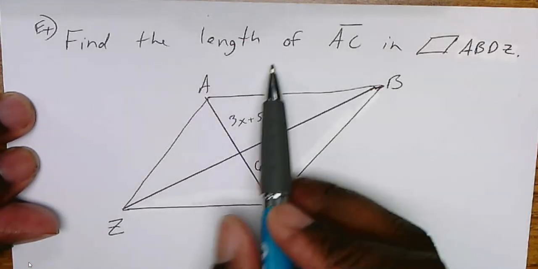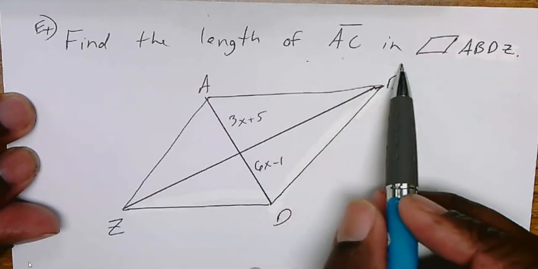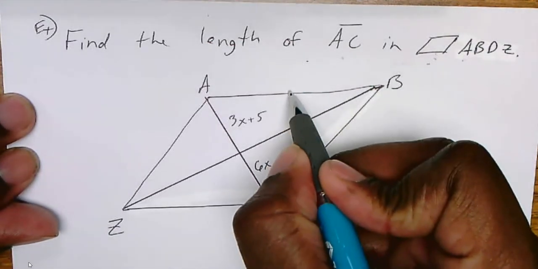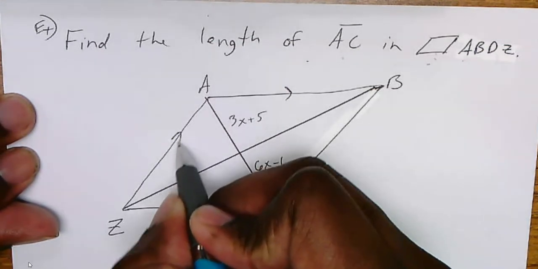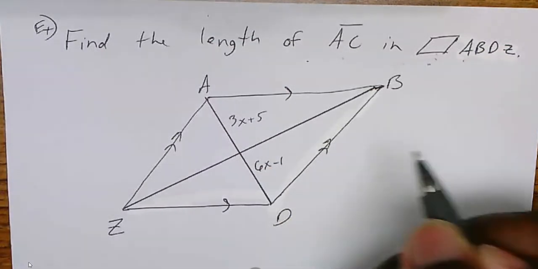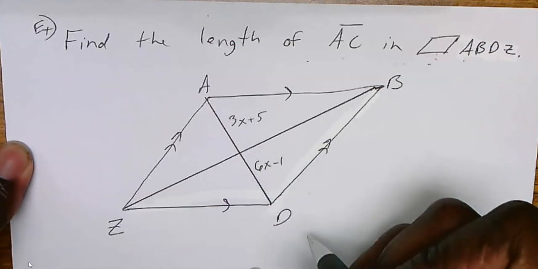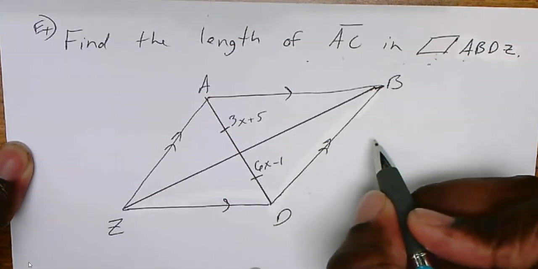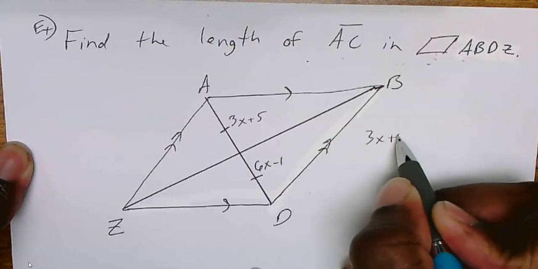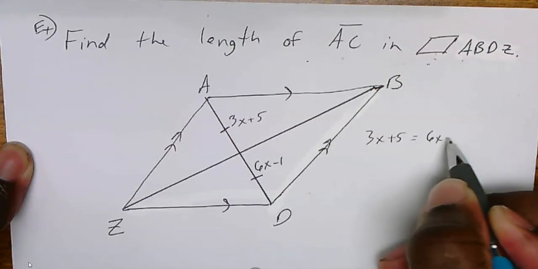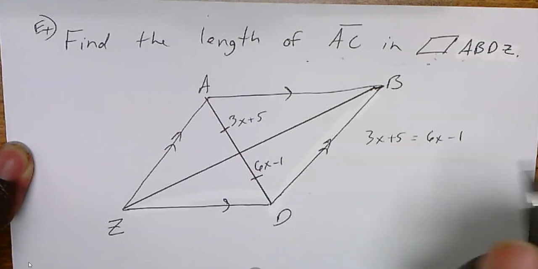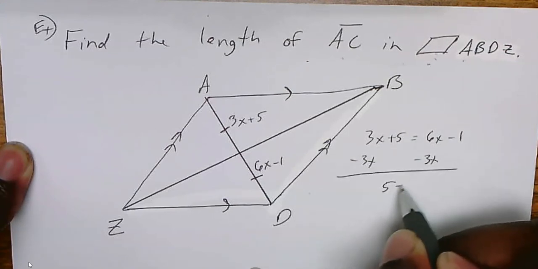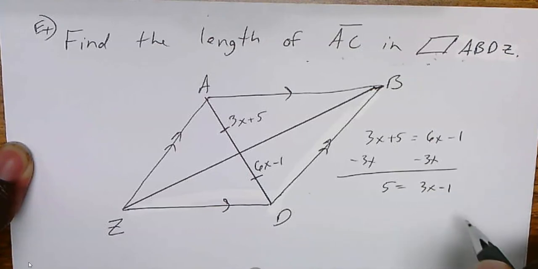So find the length of segment AC in parallelogram ABCD. By giving you this symbol, it tells you opposite sides are parallel and congruent. It also tells you that the diagonals bisect each other. So know that this piece is equal to this piece. So an equation you could write would be 3x plus 5 equals 6x subtract 1.